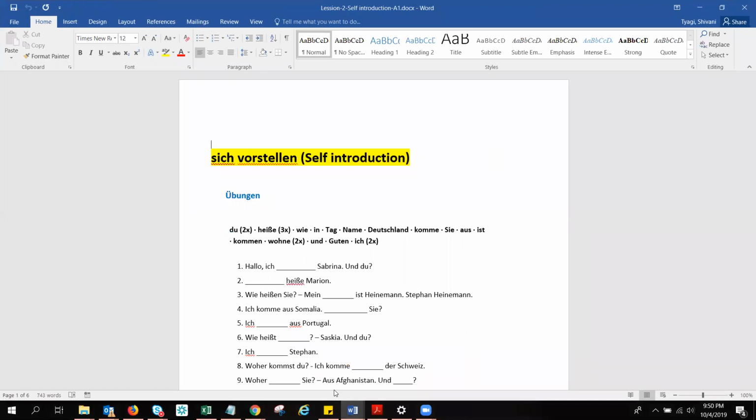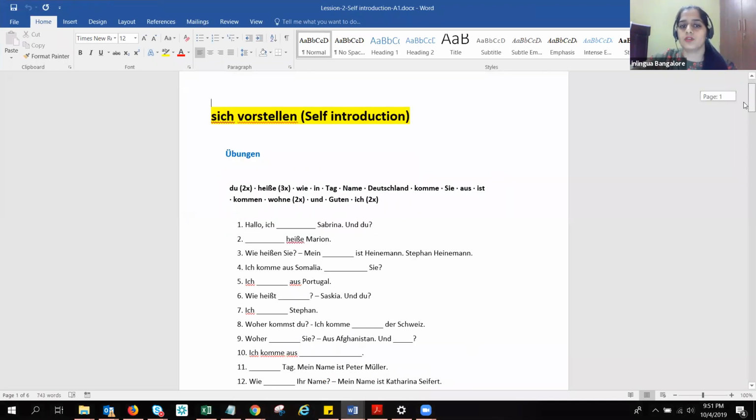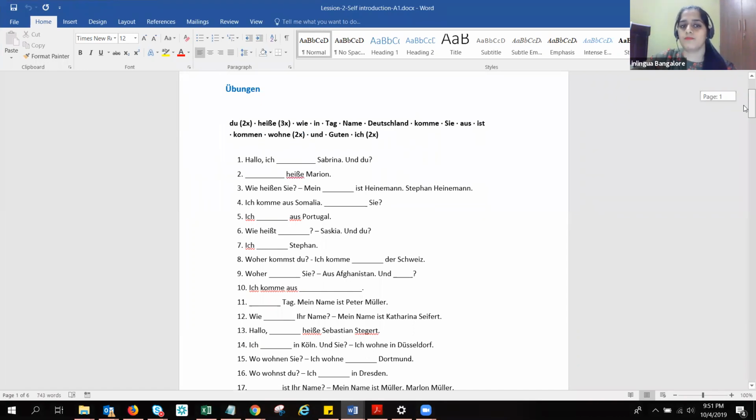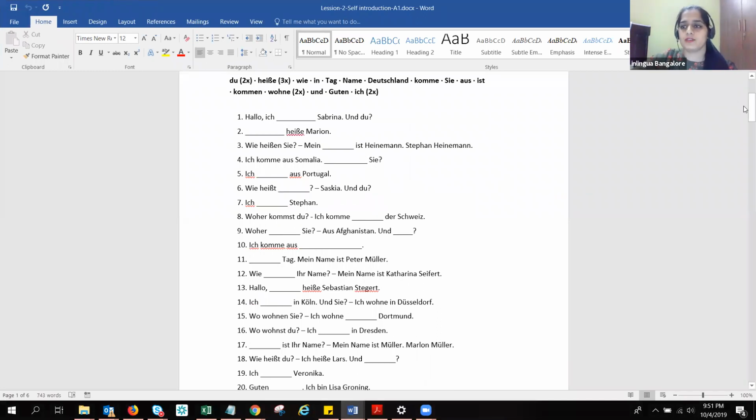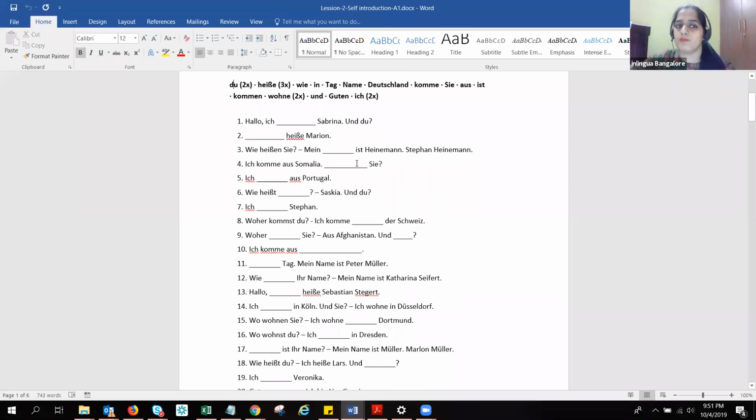Okay, so we have done the verb conjugations. We know few prepositions like aus, in. And now we know the conjugations of which pronoun will take which ending. So I have a practice sheet here. We will do many practice sheets in the basics because it will improve your basics. So there is an exercise. It's written Übungen. Übungen is exercise. We have these options here, fill in the blanks. This could be used two times, this could be used three times.